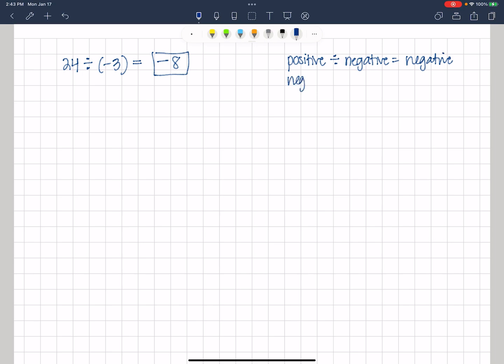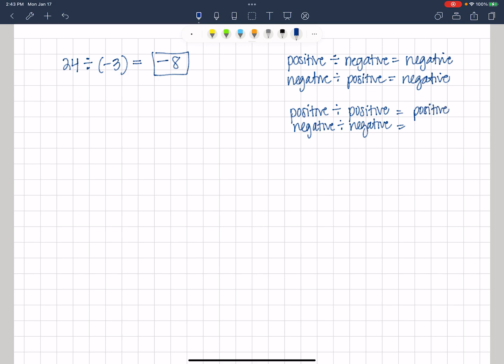A negative divided by a positive is a negative. And if I have a positive divided by a positive, or a negative divided by a negative, their result is a positive.